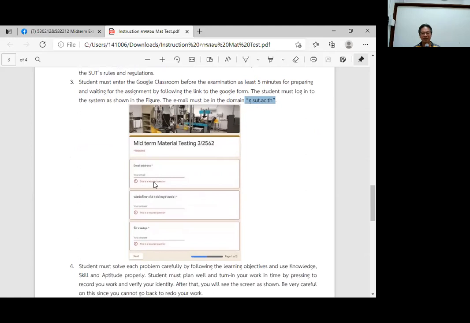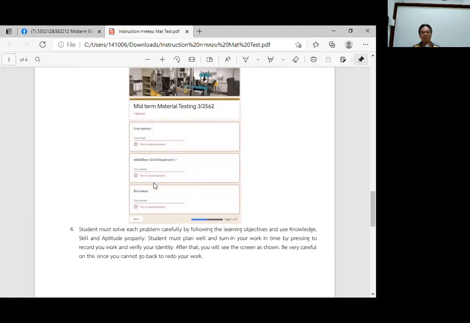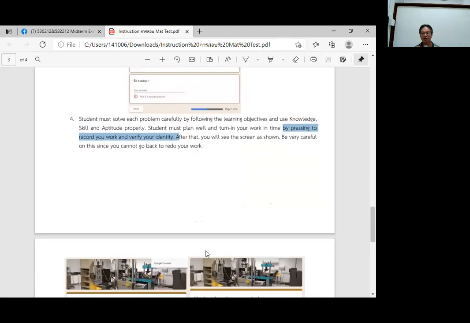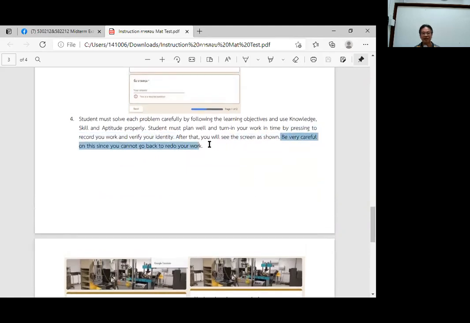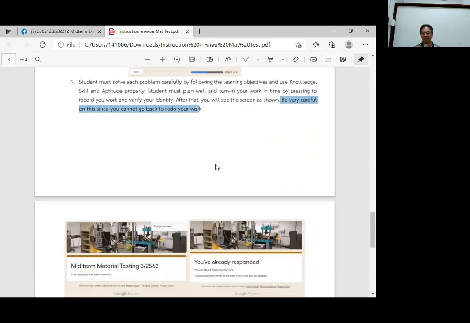And after you finish filling everything, you will get to the problems. So you must solve each problem carefully by following the learning objective and use your knowledge, skill, and aptitude properly. Do it slowly, surely, and slowly. Students must plan well and turn in your work in time. I said in time. Okay, that means you should send your work before 9:30 p.m. by placing your work on record and verifying your identity. And after that, you will see the screen shown here. I should note that you must be really careful on this, since when you send it, you cannot go back, okay?